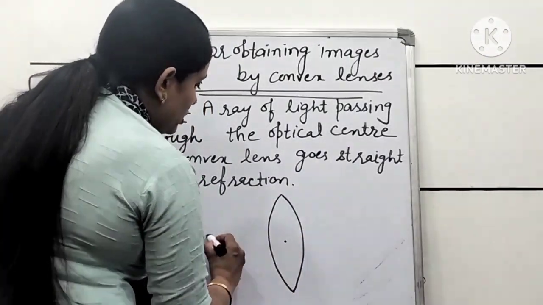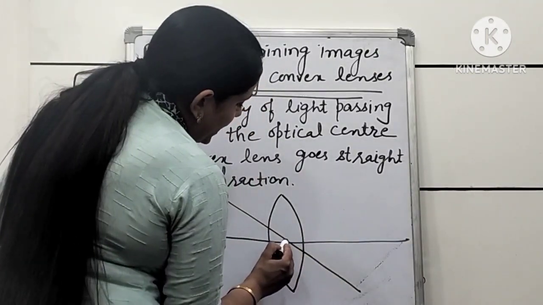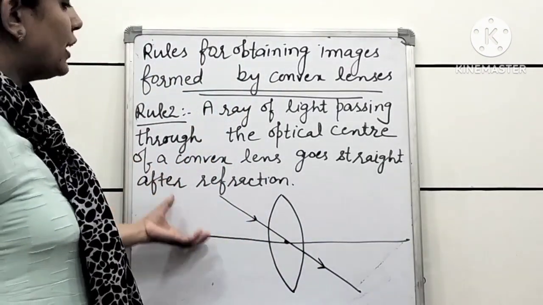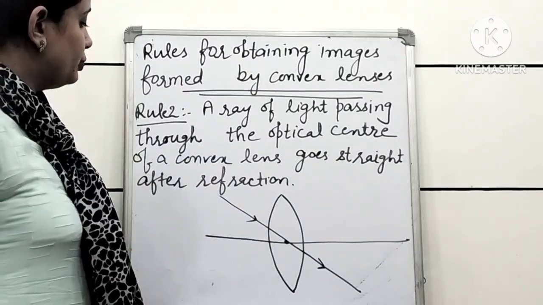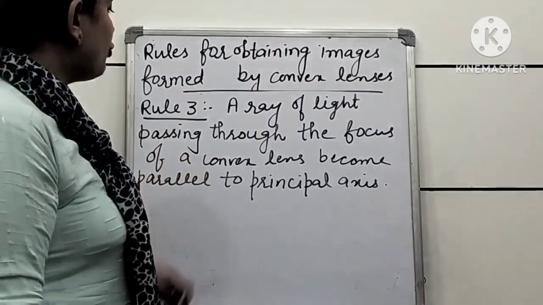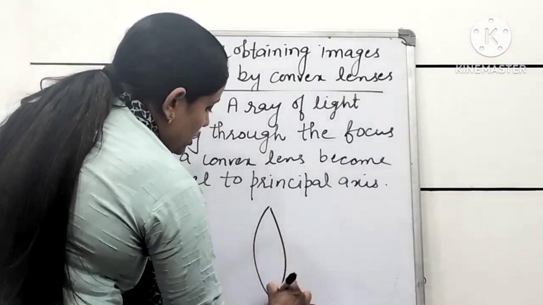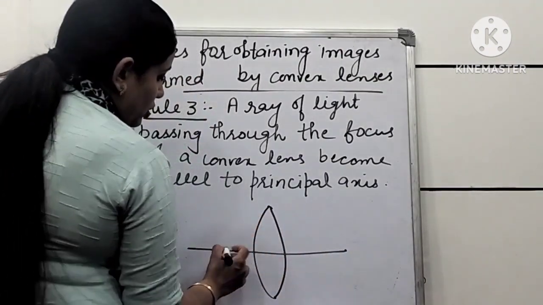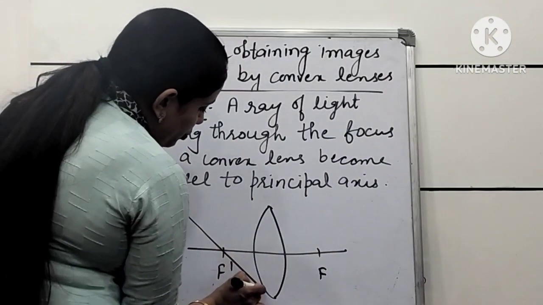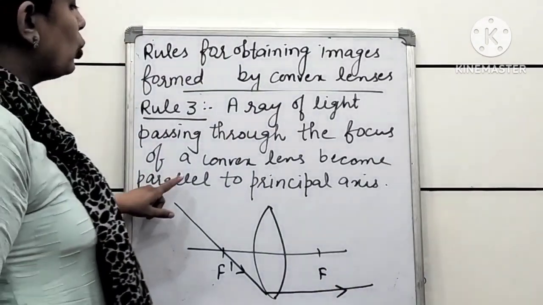This is the optical center, and this is the principal axis. A ray of light passing straight through the optical center goes straight after refraction. That is rule number 2. Now the third rule is, a ray of light passing through the focus of a convex lens becomes parallel to the principal axis. This is a convex lens, and here is also a focus point. A ray of light passing through the focus point is parallel to the principal axis after refraction. That is rule number 3.